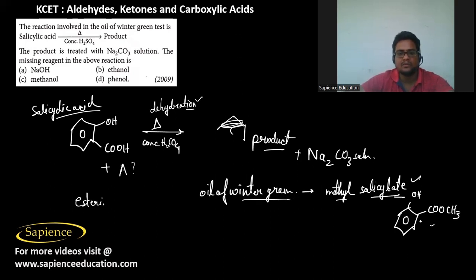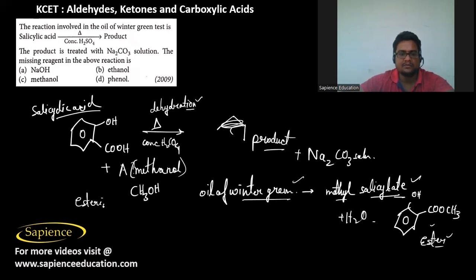So if the oil of wintergreen, which is an ester, has to be formed, then this salicylic acid should be reacted with methanol. We should react it with methanol, which is CH3OH. Then only this methyl salicylate and H2O will be formed, and this is called the oil of wintergreen test.